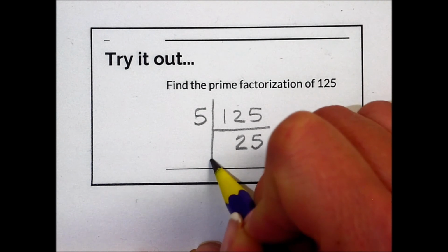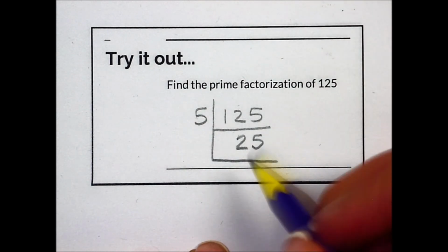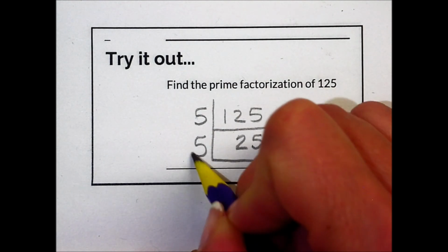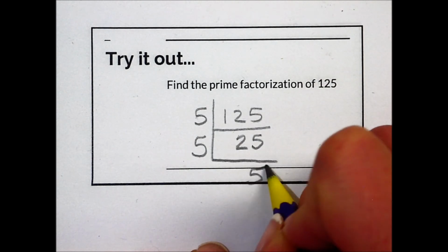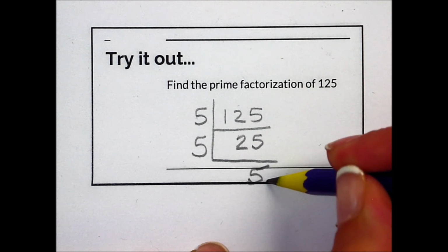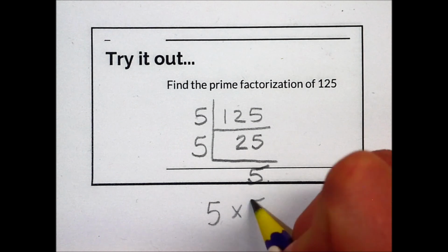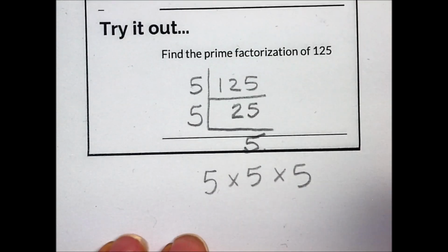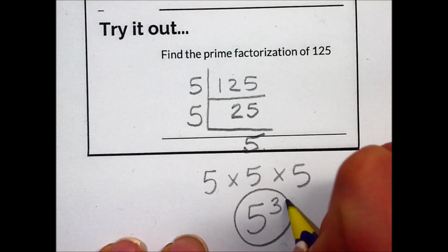I'll need to continue my ladder because 25 is not prime. Alright, so now I'll need a prime number to go into 25. We'll use 5 again. 5 goes into 25 5 times. And now that I have a prime number at the bottom, I'm done. Rewrite 5 times 5 times 5. Alright, so since I have 3 5s, we'll combine them by putting 5 cubed. And that's our final answer.